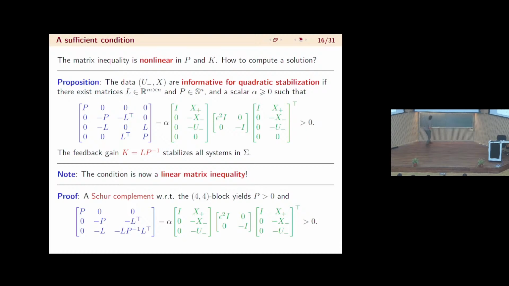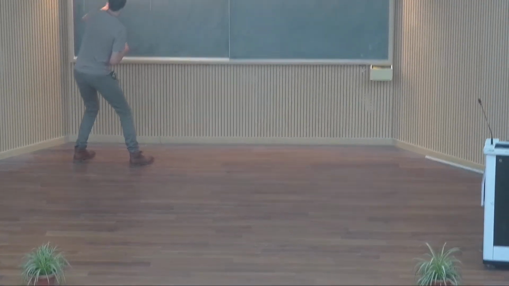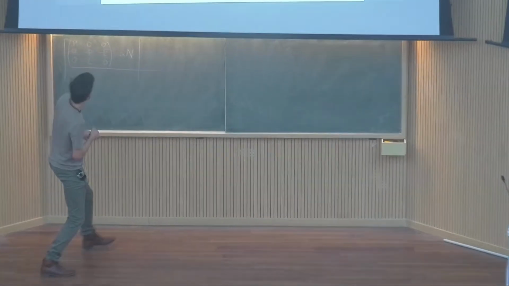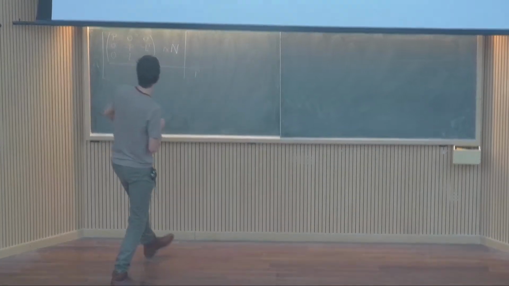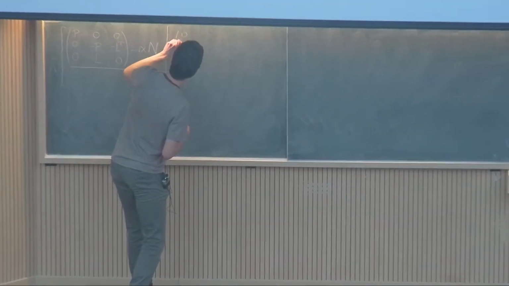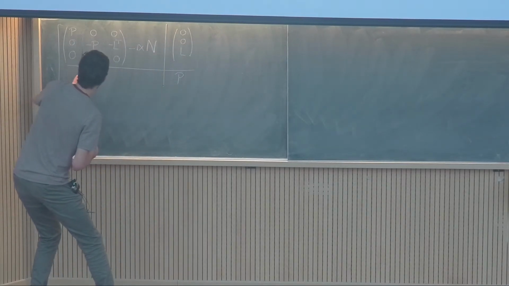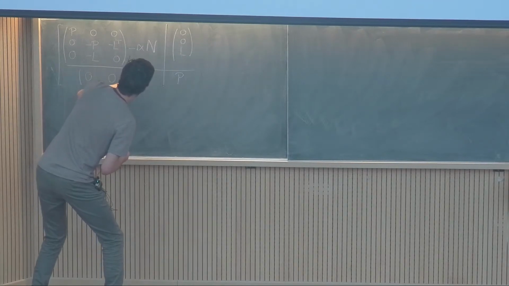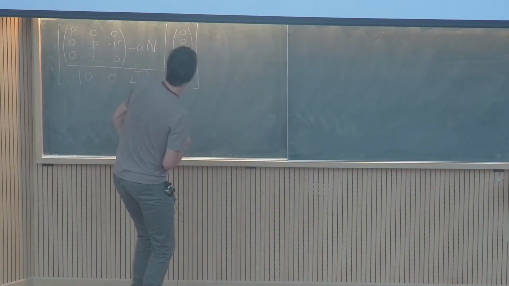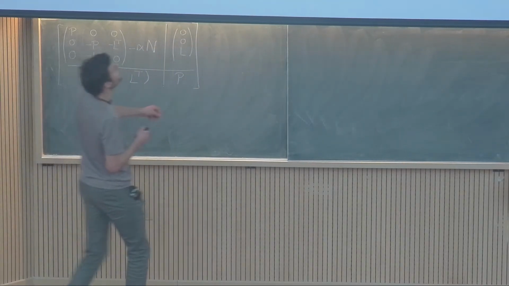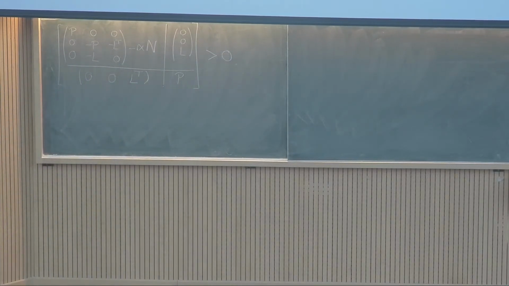Okay, that's not the full matrix, of course. We have also a fourth block. The 4-4 entry is P. Then we have 0, 0, L over here. And here we have the transpose of that. So 0, 0, L transpose, like this. And this whole thing should be positive definite. Okay, good.